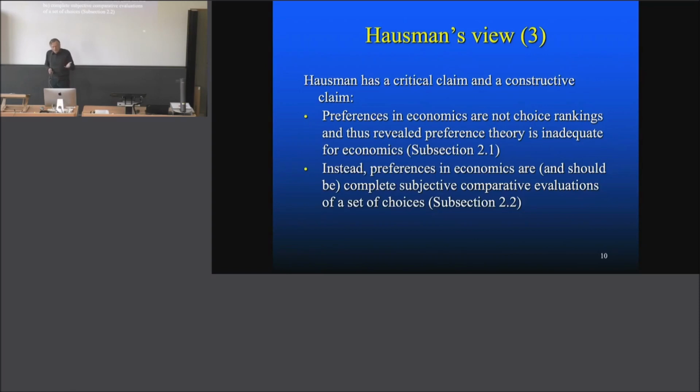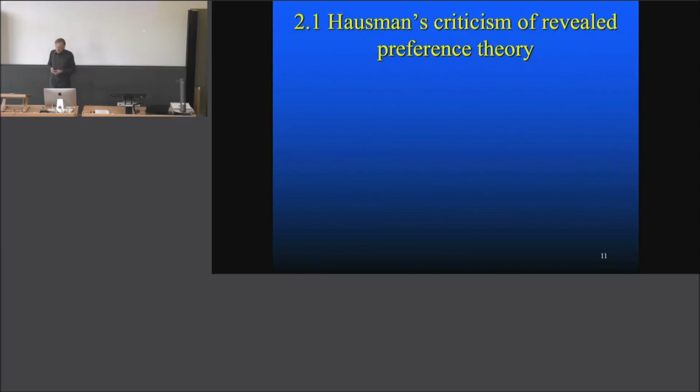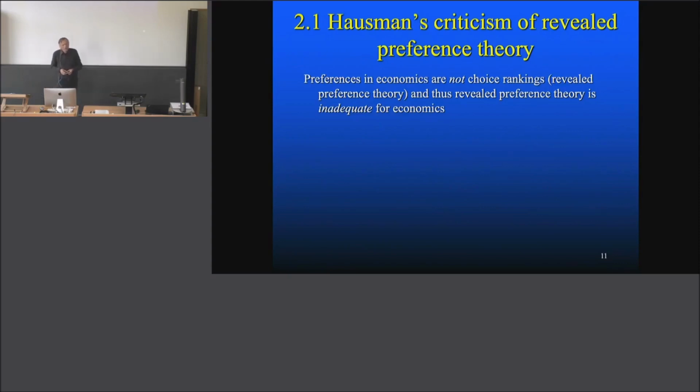And I explain that to you and give the arguments, and then later we'll even see a critique of Hausman's view, that you see, oh, that's also not quite clear whether it's right or not, although it may at first sight be very plausible. So, let us first look at Hausman's criticism of revealed preference theory. Now, the criticism is very clear, right on target. Preferences in economics are not choice rankings, what revealed preference theory says, and thus revealed preference theory is inadequate for economics. This is, of course, quite heavy, and most economists don't like things like that when philosophers say, I mean, what you do in your science here, that's just wrong, I'm sorry.